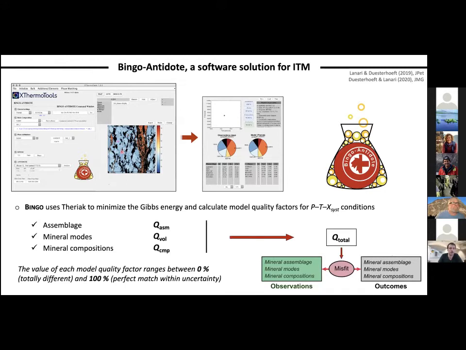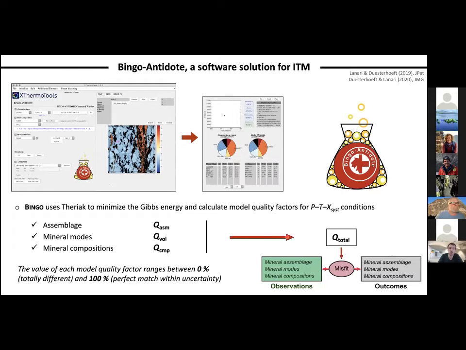It can handle compositional maps. You can directly select on the map a local area and calculate the local bulk composition. You can define the composition of your phases that you assume to form in equilibrium. And then the program runs the comparison between observation and models.